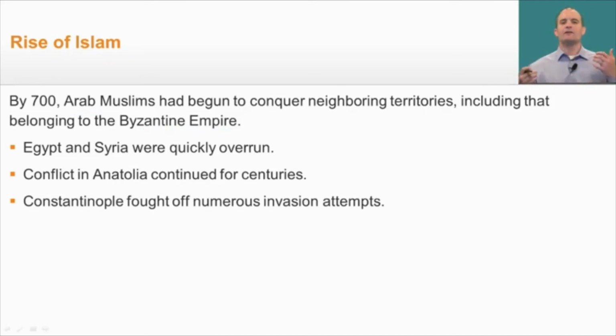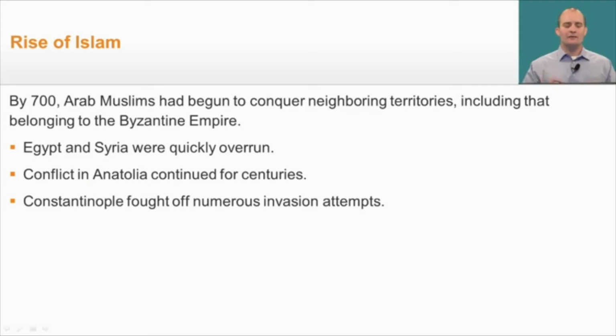So you can obviously see that this would lead to these Arab Muslims starting to butt heads with the Byzantine Empire over that territory. Some key territory that was overrun by the Arab Muslims was in Egypt as well as Syria. Now, Egypt was especially critical because many of the resources that Constantinople depended upon came from Egypt. And conflict in Anatolia, or modern-day Turkey, would continue for centuries after this.